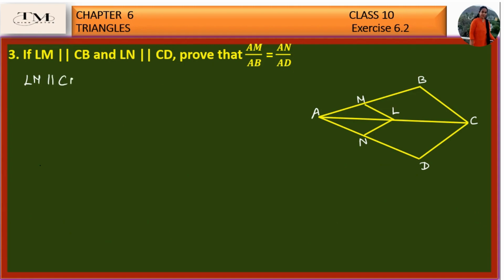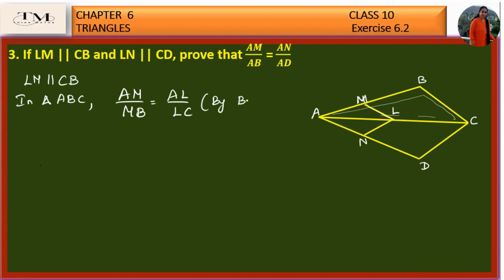LM parallel to CB. So, LM is parallel to CB. This LM is parallel to CB. So, let us consider this triangle. Okay. So, A, B, C. So, in triangle ABC, if this is parallel, by basic proportionality, AM by MB is equal to AL by LC. AM by MB is equal to AL by LC by BPT.